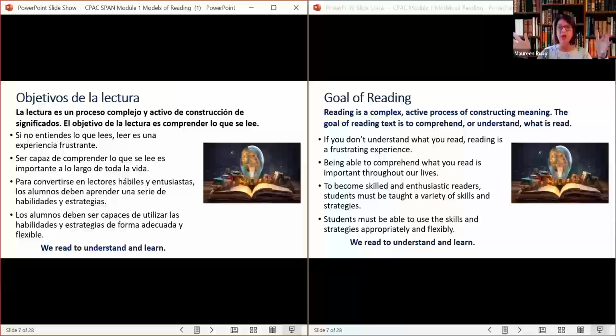So we read to understand and learn, and we need to understand how students learn to understand and learn in reading. So now we're going to move to the vocabulary.